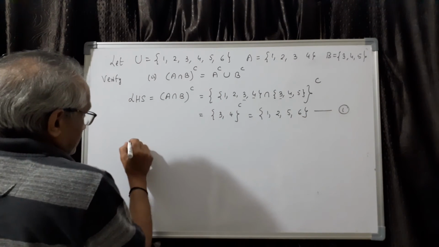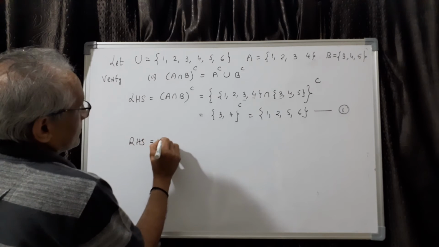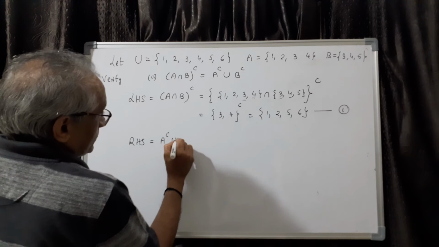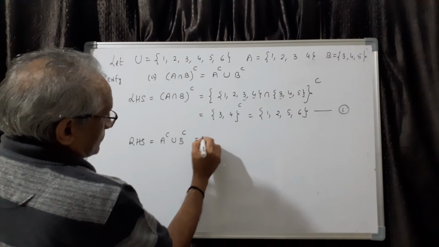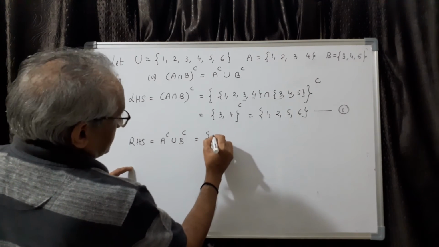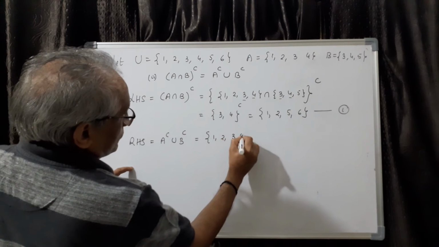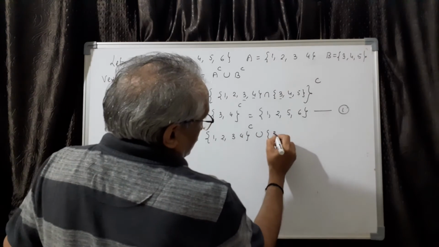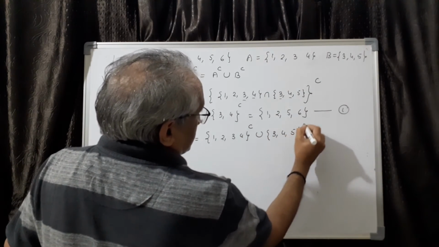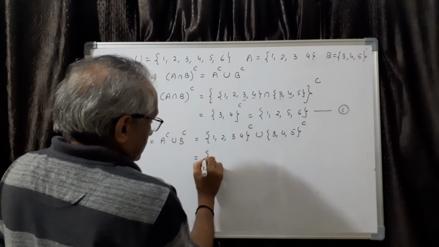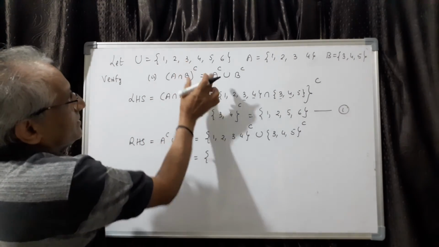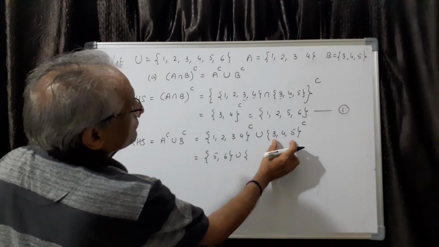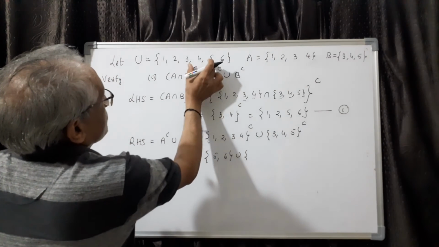Then the second one is right hand side. We have to take A complement, then union B complement. So first you have to write A complement is {1, 2, 3, 4} complement, union {3, 4, 5} its complement. So now write step by step. 1, 2, 3, 4 I should not write, therefore it is {5, 6}, union. Here 3, 4, 5 I should not write.